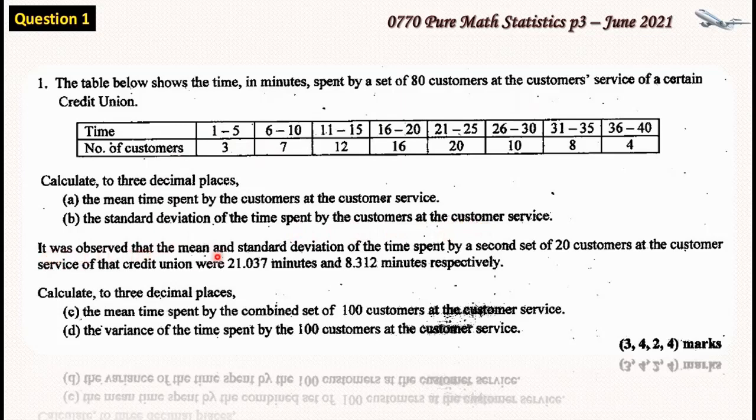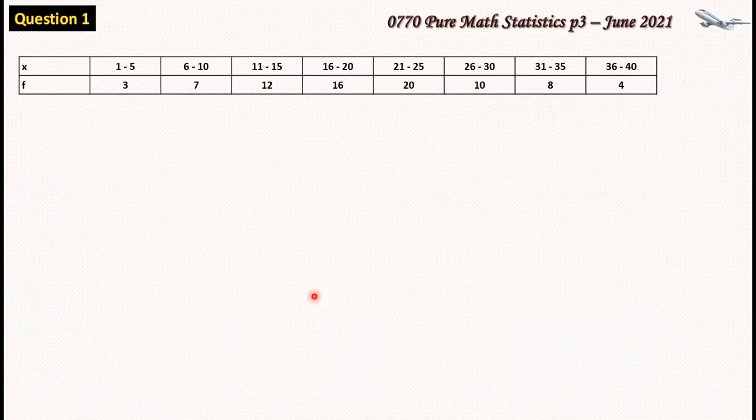It was observed that the mean and standard deviation of the time spent by a second set of 20 customers at the customer service of that credit union were 21.037 minutes and 8.312 minutes respectively. Calculate, again to 3 decimal places, the mean time spent by the combined set of 100 customers at the customer service, and the variance of the time spent by the 100 customers at the customer service. So here is a table that represents this problem, and we proceed as follows.